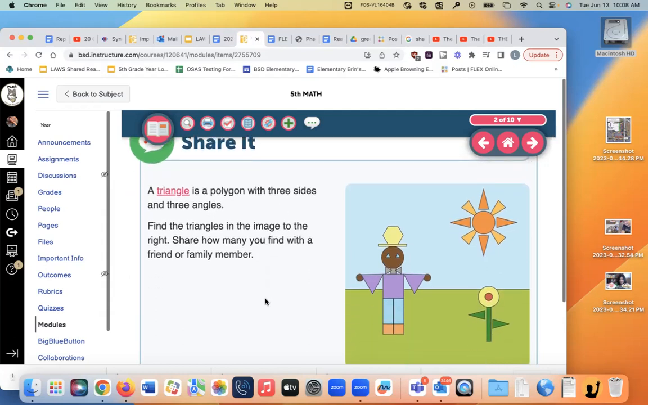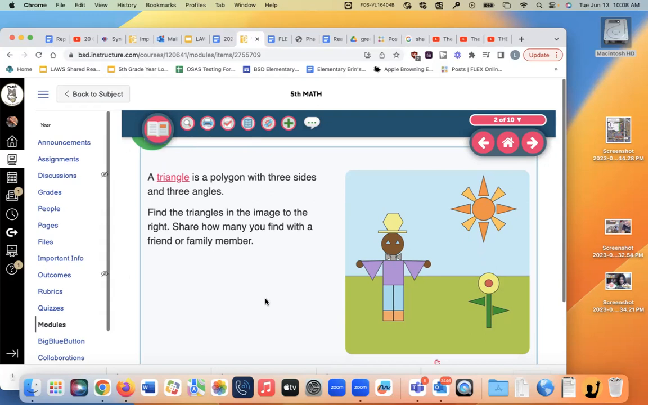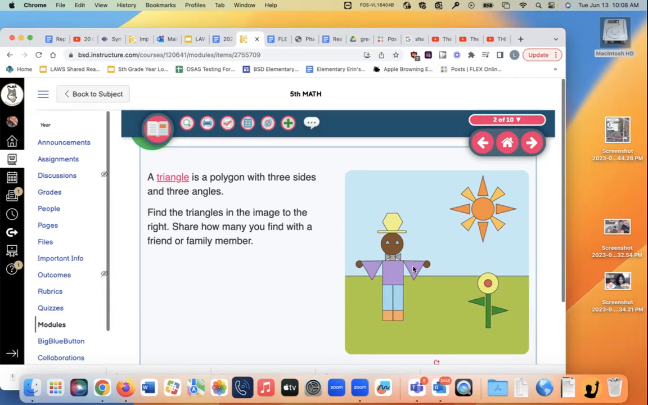Find the triangles in the image to the right. Share how many you find with a friend or family member. So quickly counting, put in chat how many triangles you see in this drawing. 1, 2, 3, 4. These aren't really triangles because they chopped off the tops. 5, 6, 7, 8, 9, 10, 11, 12. I only see 12. Oh no, 13, 14. I see like 14.